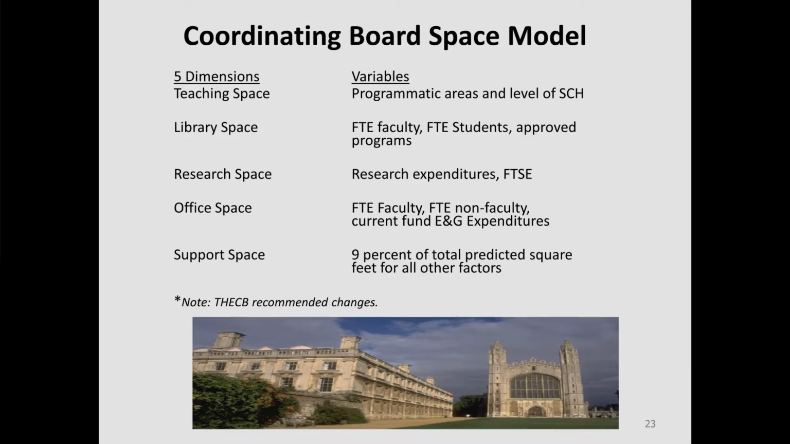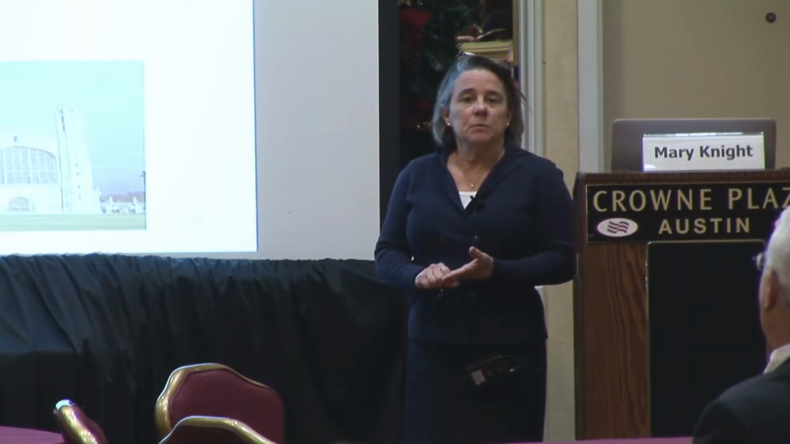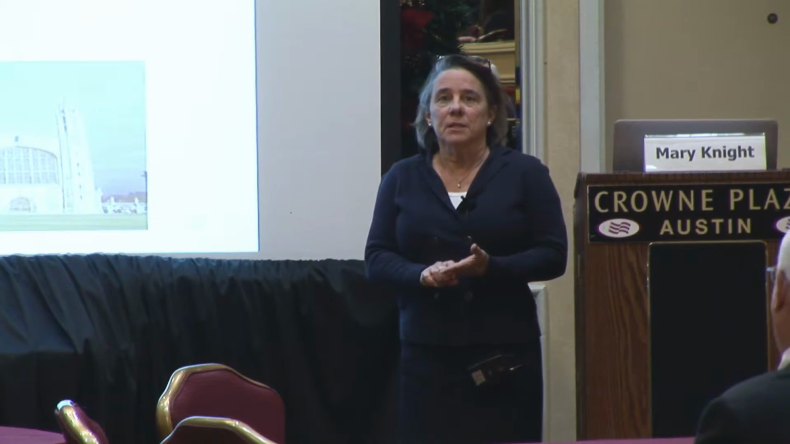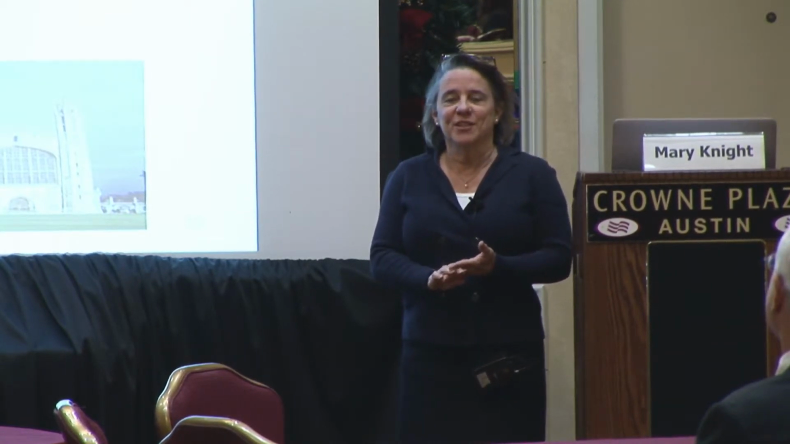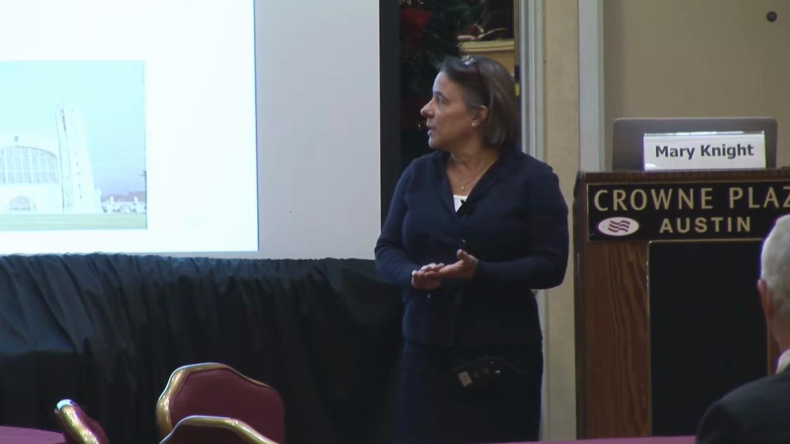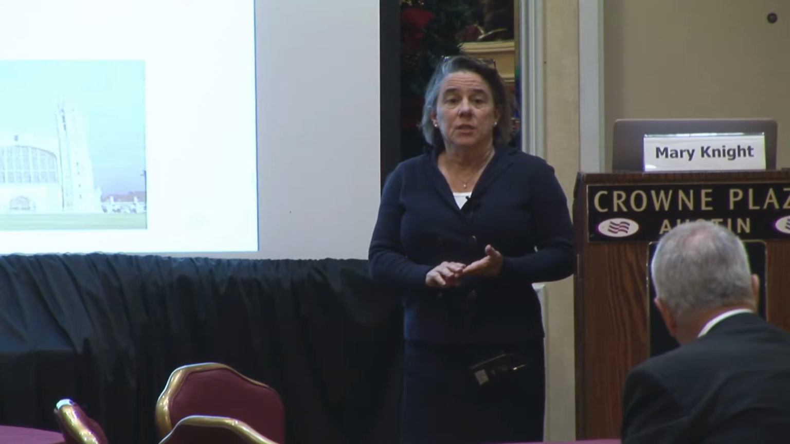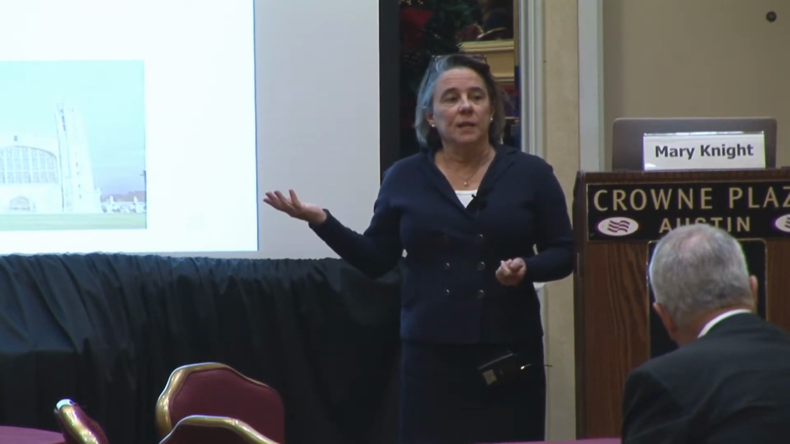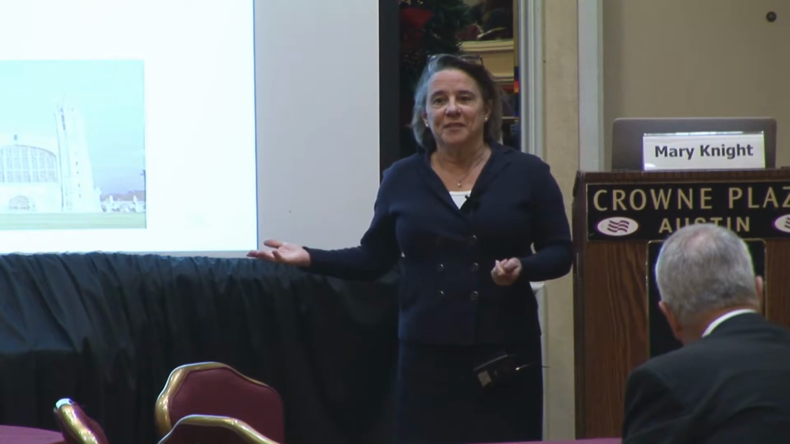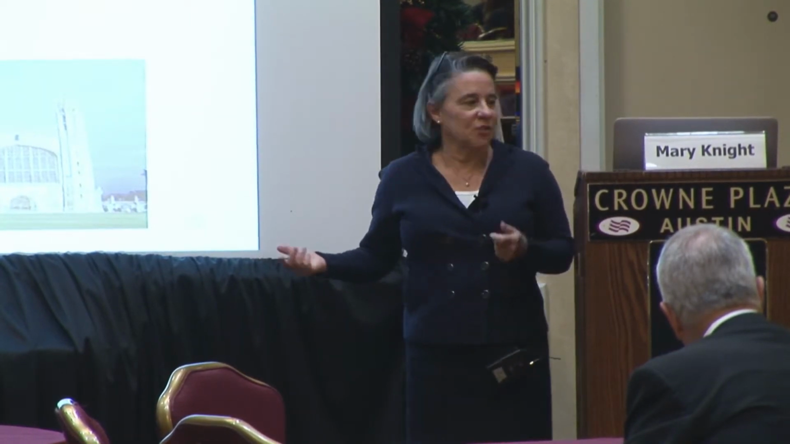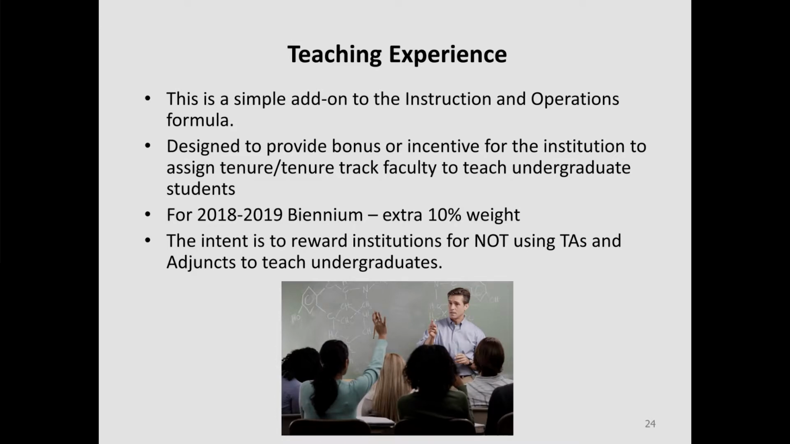But these are the space model factors. I talked about the amount of space that we have in the different categories. Now, this has been recommended for changes. The coordinating board recommended some changes, and there was a bill recommending some change. It didn't actually get into legislation this last time. I'll talk about that a little bit as well. There was a study requested by the legislature to look at this, and the coordinating board did that work, but not a whole lot of it came out of the legislative session.